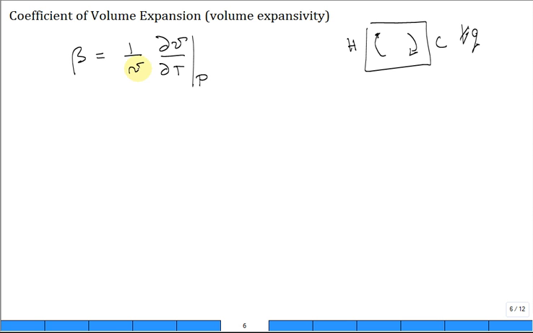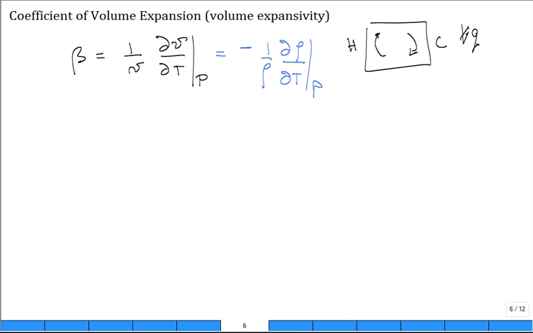It's 1 over the specific volume times the rate of change of specific volume with respect to temperature holding pressure constant. Some books will show you that it's equal to minus 1 over rho, the partial of rho with respect to temperature holding pressure constant. Which one's accurate? They look similar, but there's a negative sign on that second one, isn't there? Guess what? They're consistent, but how do you show that they're consistent?